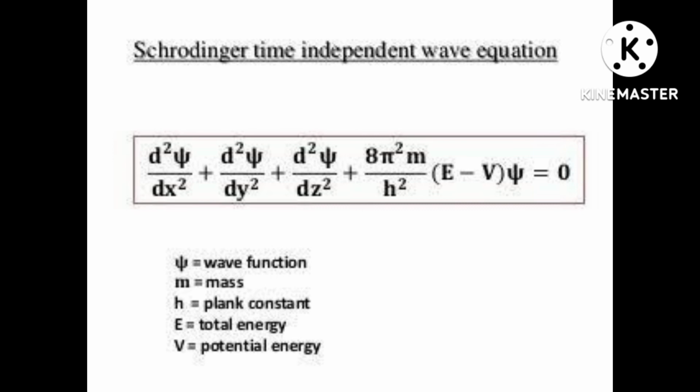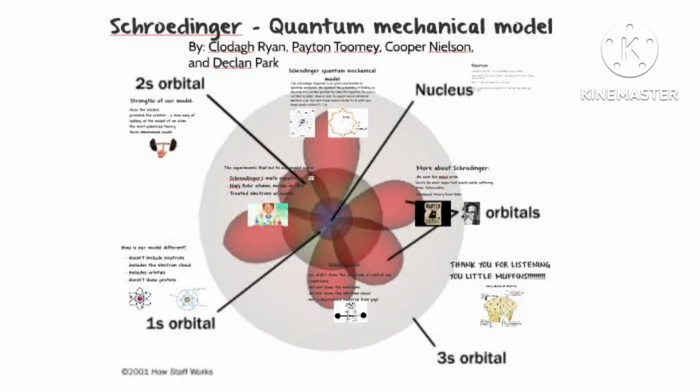Second point, the existence of quantized electronic energy level is a direct result of the wave-like properties of electron and are allowed solutions of Schrodinger wave equation. Correct? This is the second point.